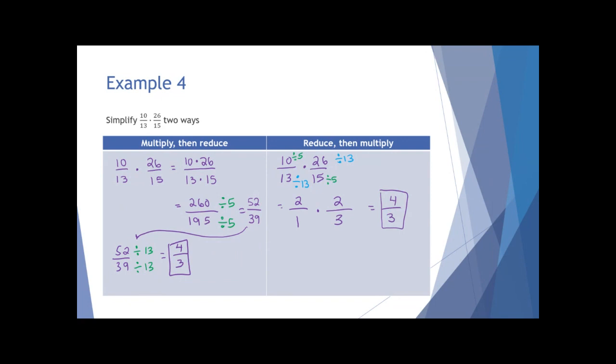So you can do either method, but some people get confused by the reducing method. That's why I try to color code so that you don't get confused. So it's up to you which method you prefer when you multiply. You can either multiply first and then reduce, or you could try to reduce first and then multiply. Are there any questions on this particular slide?